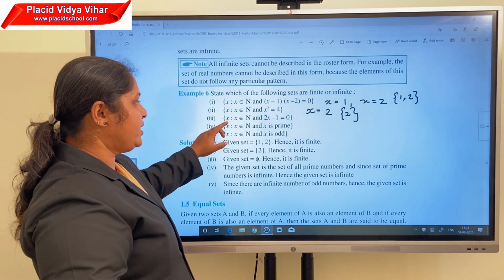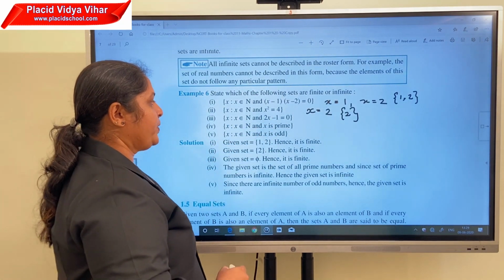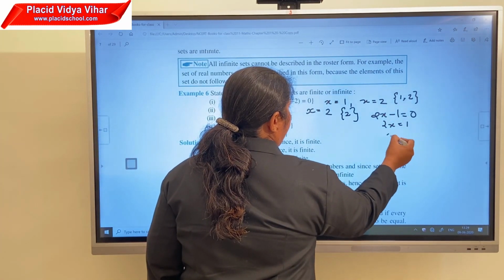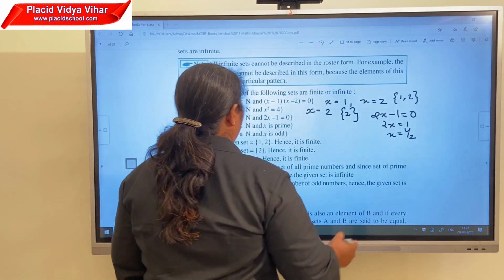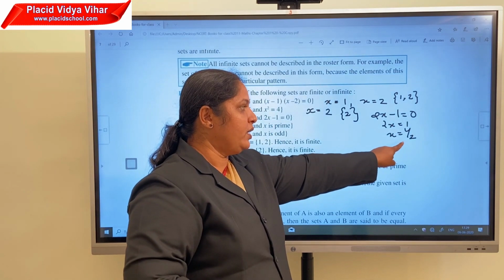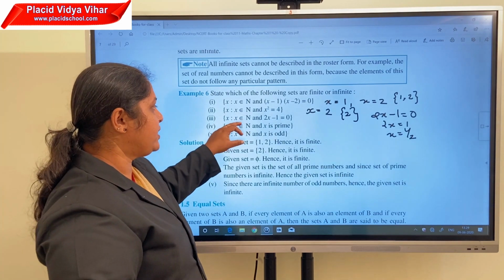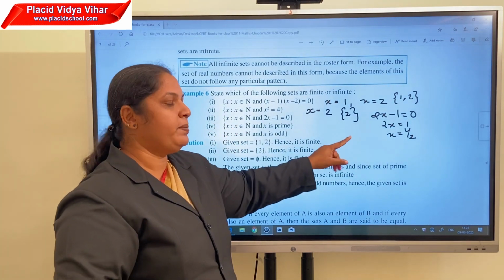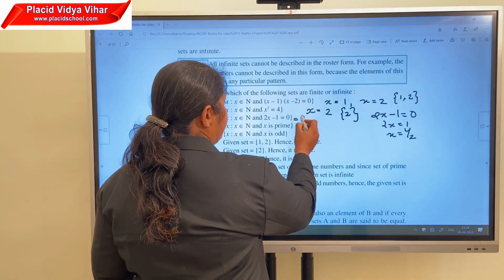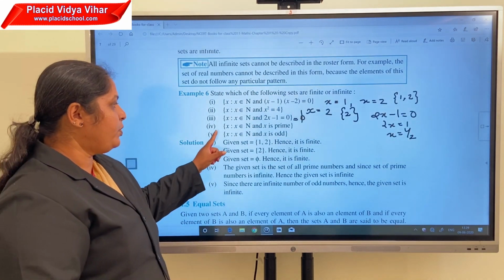Third one, X such that X belongs to N and 2X minus 1 equal to 0. 2X minus 1 equal to 0 means 2X is equal to 1, X is equal to 1 by 2. Will this number be a part of this set? No, because it is given that X is a natural number. 1 by 2 is not a natural number. Therefore, for the third one, the answer is the null set, which is again a finite set. Number 4.